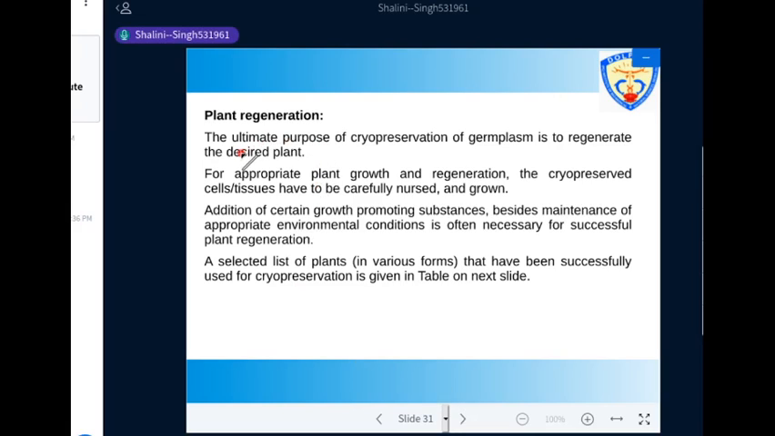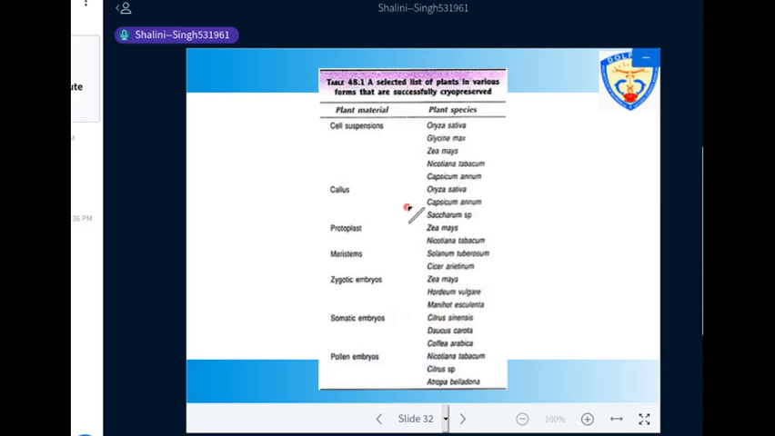Plant regeneration. This is the ultimate purpose of cryopreservation, to regenerate the desired plant. For appropriate plant growth and regeneration, the cryopreserved cells or tissues have to be carefully nursed and grown. Addition of certain growth promoting substances, besides maintenance of appropriate environmental conditions, is often necessary for successful plant regeneration. A selected list of plants that have been successfully used for cryopreservation is shown in the next table.